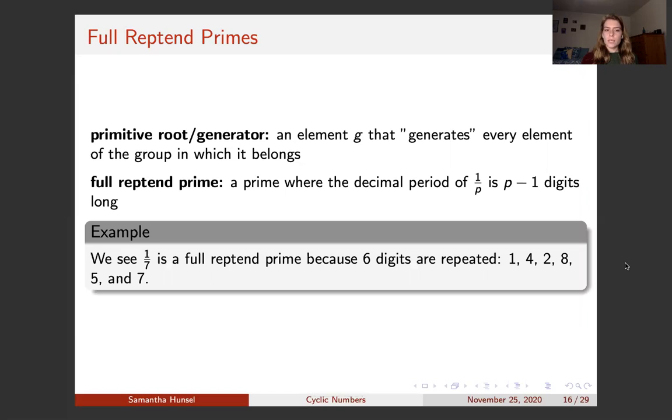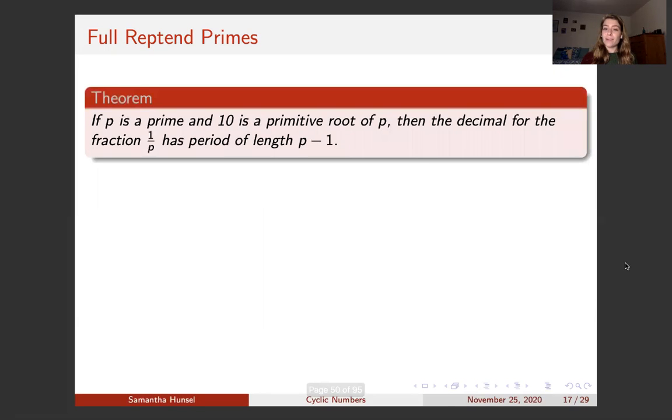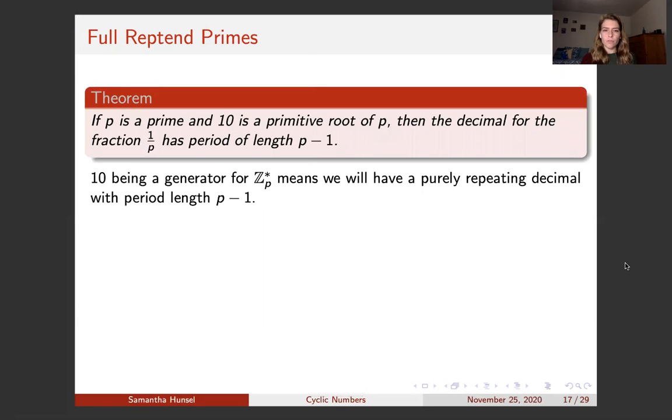And so we can first see that 7 is a full reptend prime, because 1/7 has 6 digits repeated, which are 1, 4, 2, 8, 5, and 7, right? But we actually have a theorem that says more specifically, if p is a prime and 10 is a primitive root of p, then the decimal for the fraction 1 over p has a period of length p minus 1. So 10 being a generator for Z star p specifically means we will have a purely repeating decimal with period length p minus 1.